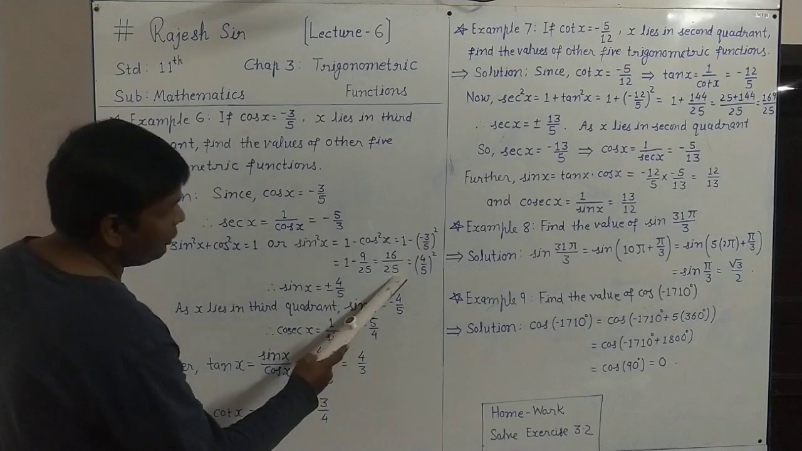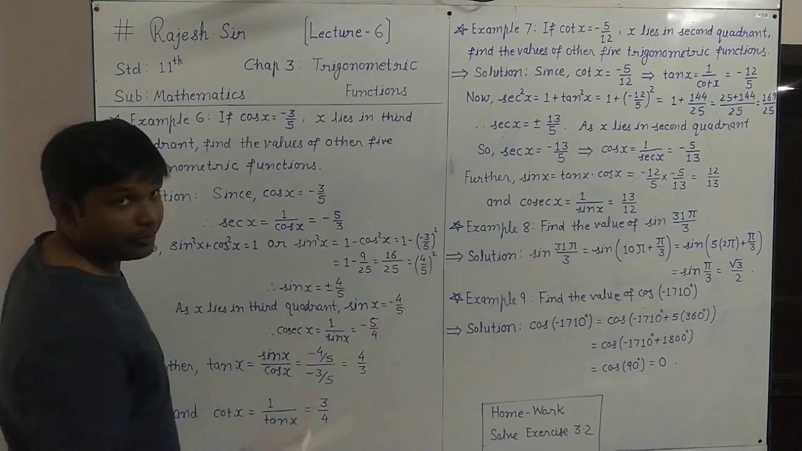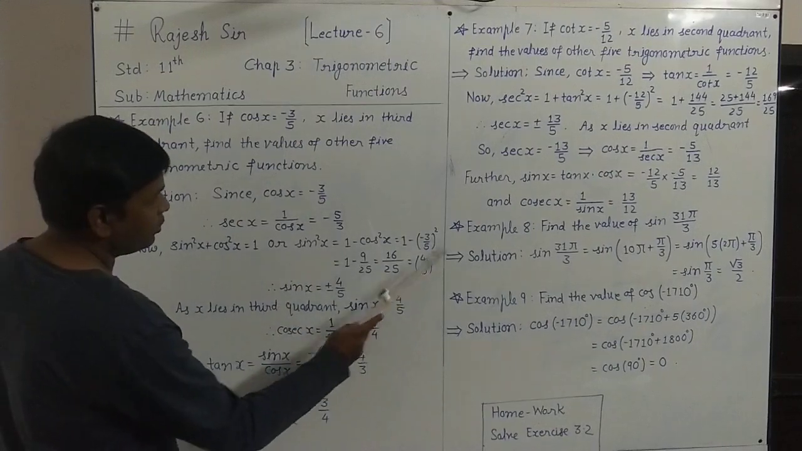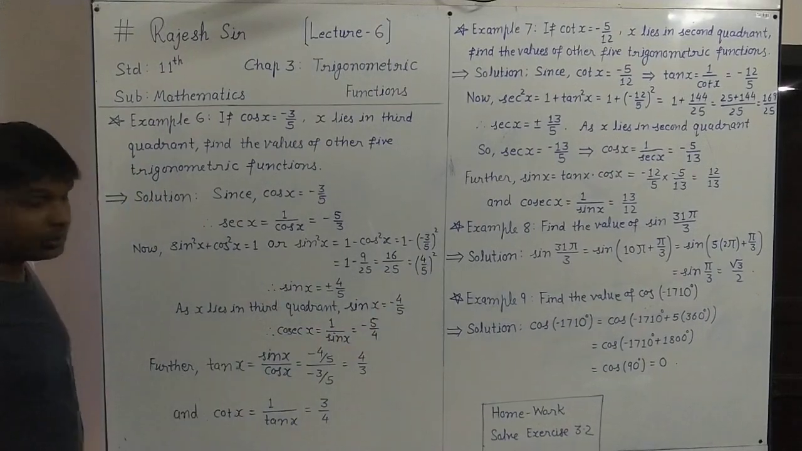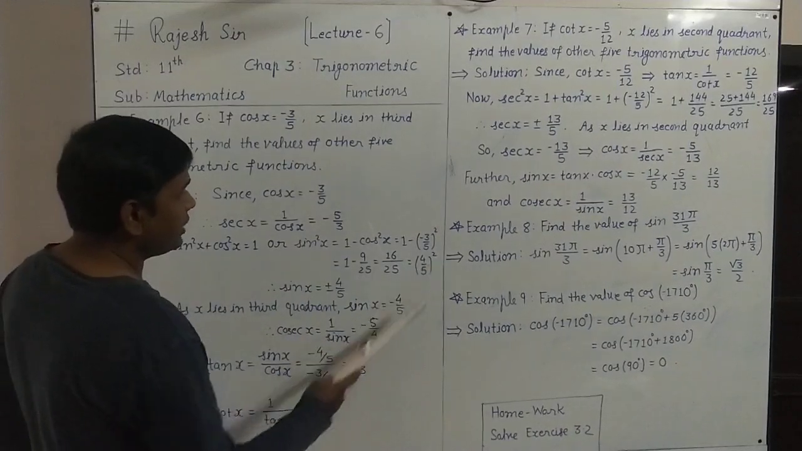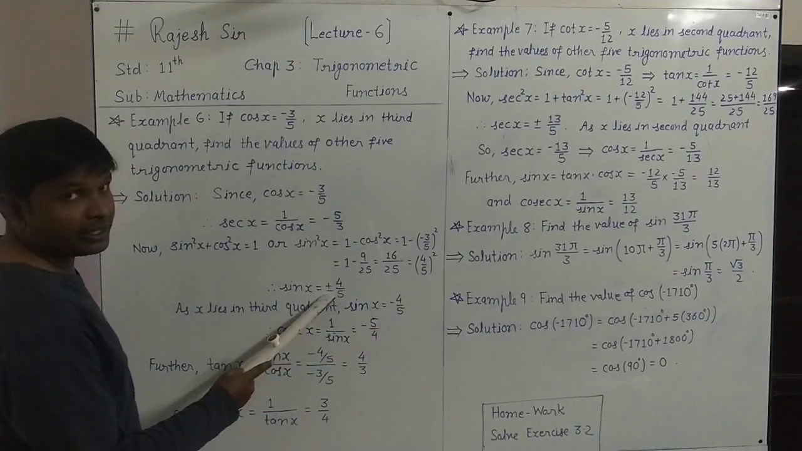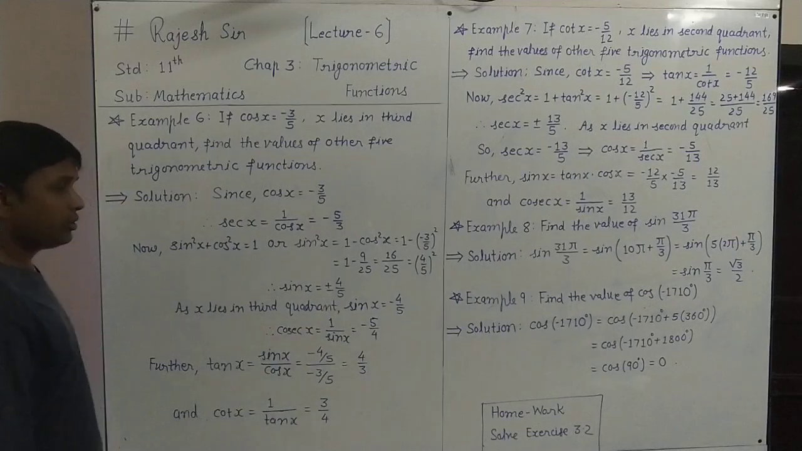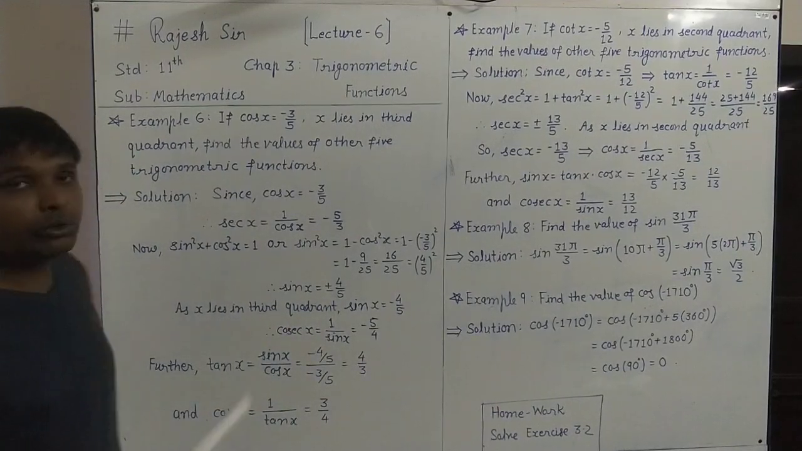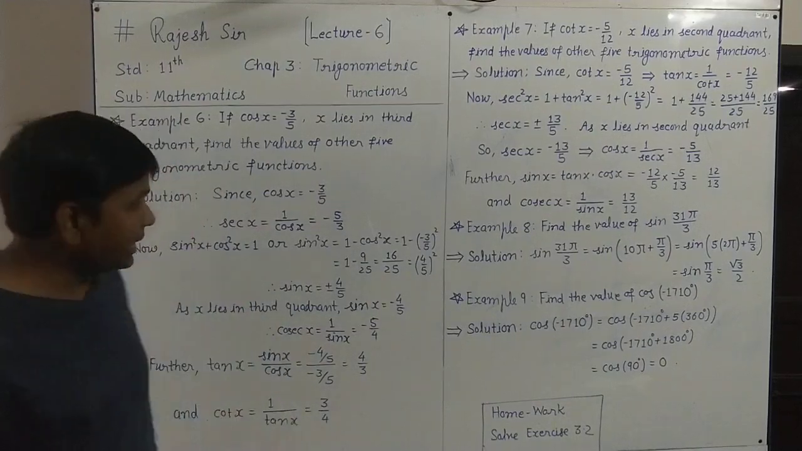So 16 by 25 can be written as 4 by 5 the whole square. So here we have sin square x equals 4 by 5 whole square. If we take the square root on both sides, sin x equals either plus or minus 4 by 5. So here the sin x value is plus or minus 4 by 5.